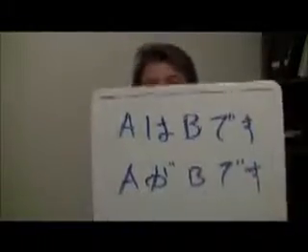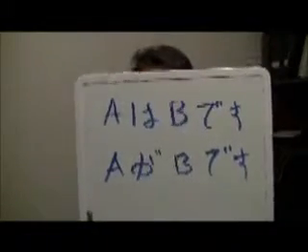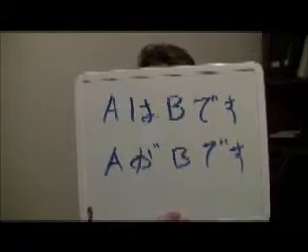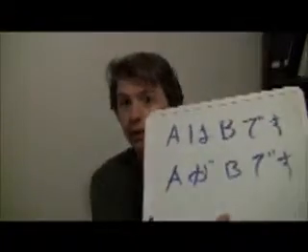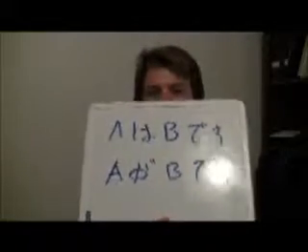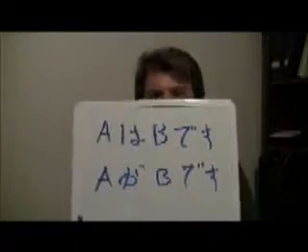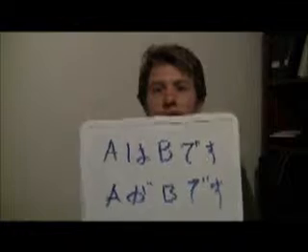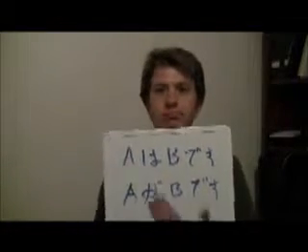You have your basic example that everybody gives you. A wa B desu. A ga B desu. Which one is right? They both are. Both of these are perfectly grammatically correct. And this is where part of the problem comes in, because either of these will work as a sentence.